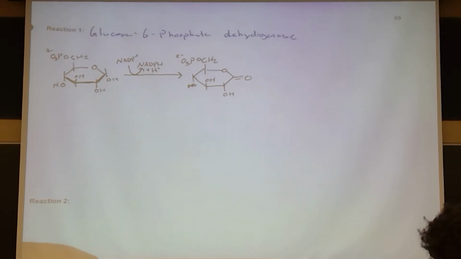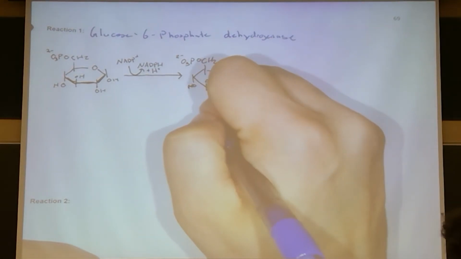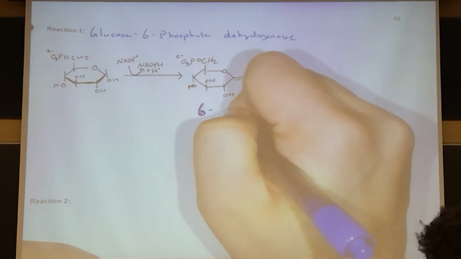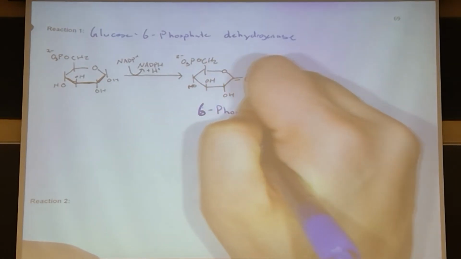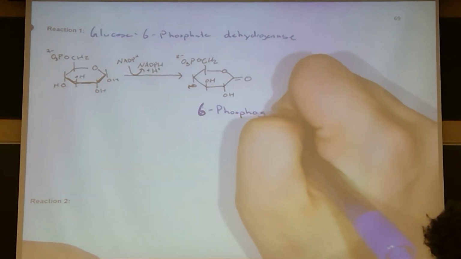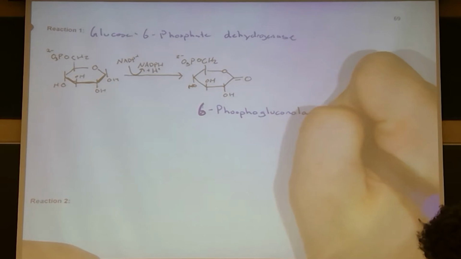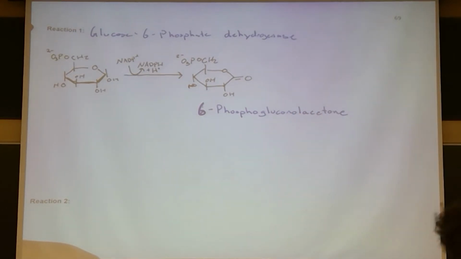So this is the conversion of glucose 6-phosphate to 6-phosphogluconolactone. 6, not G.